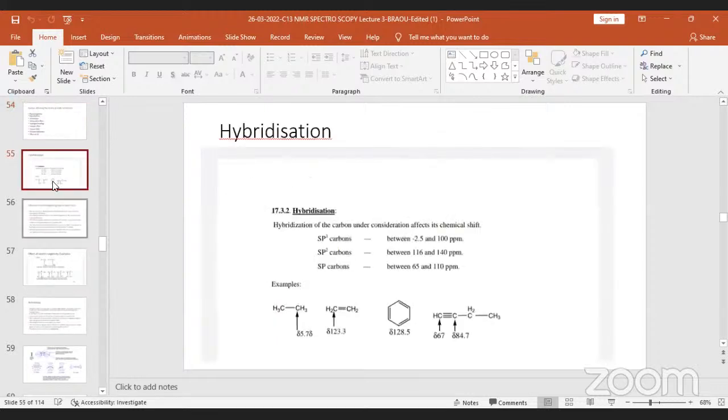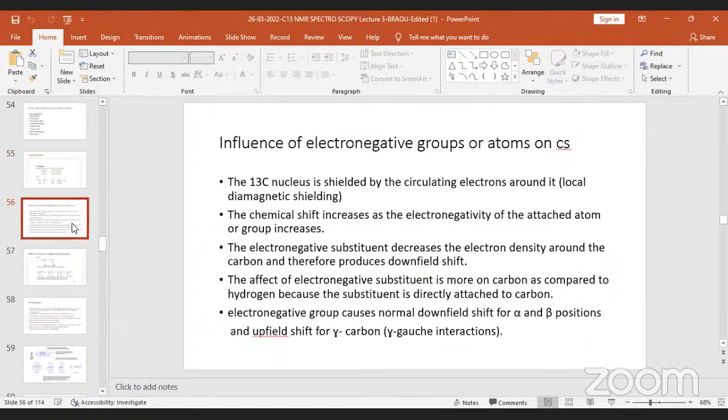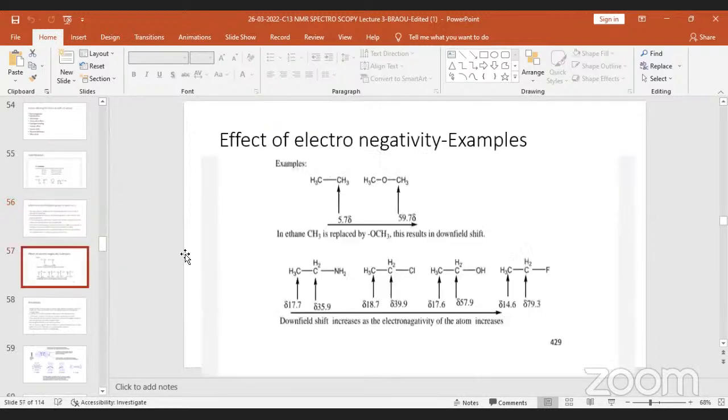One is hybridization. From the chemical shift values in C13 NMR, we will be able to identify whether sp3 carbons, sp2 carbons, or sp carbons are present, because they have different chemical shift values. And electronegative groups in the molecule will influence the chemical shifts, as in the case of PMR. The more the electronegativity of the attached group or atom, the more the chemical shift. Since the carbon is directly attached to the electronegative group, the shift will be more. I have given you an example.